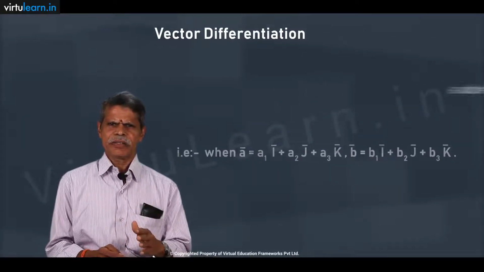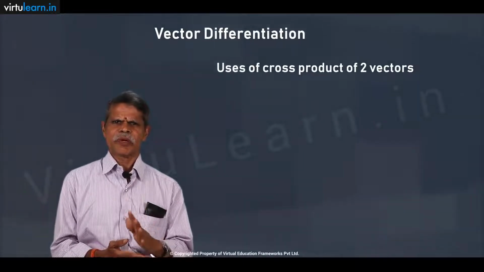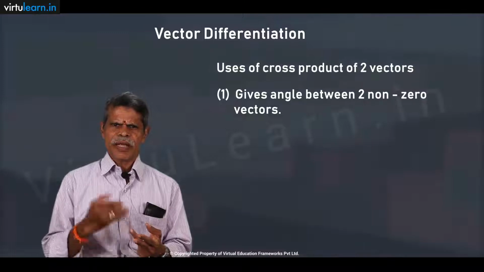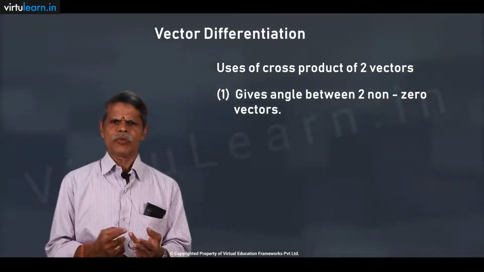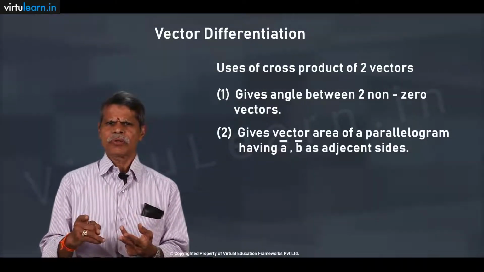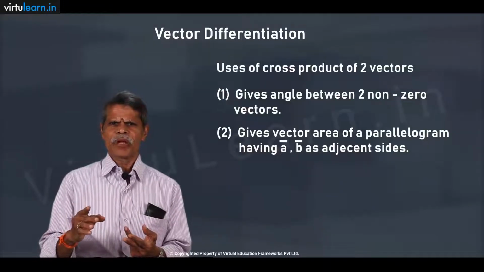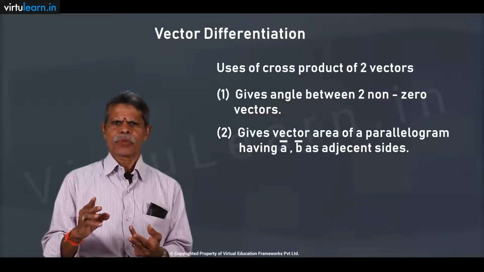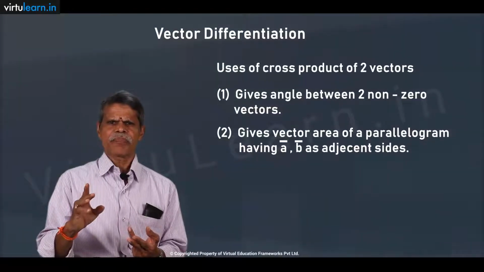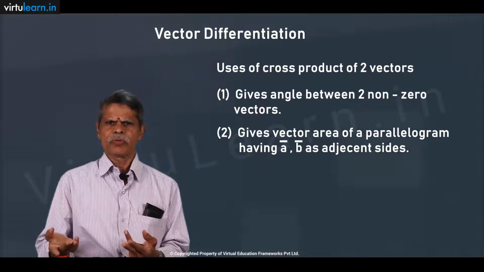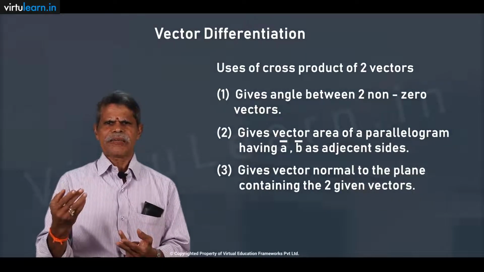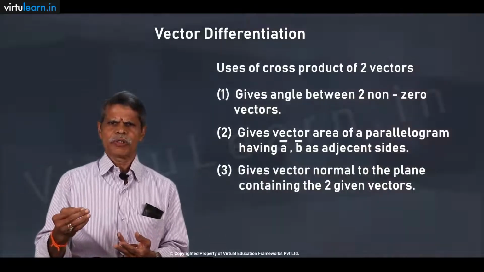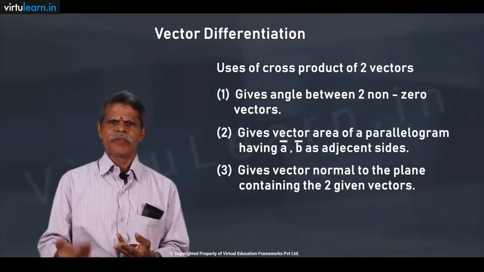Then let us see the uses of the cross product of two vectors. One is we can find out the angle between two non-zero vectors. We can find out the vector area of a parallelogram or a triangle whose coterminous edges are given by A bar and B bar. We can also find a vector, or a unit vector, perpendicular to the plane containing two given vectors.